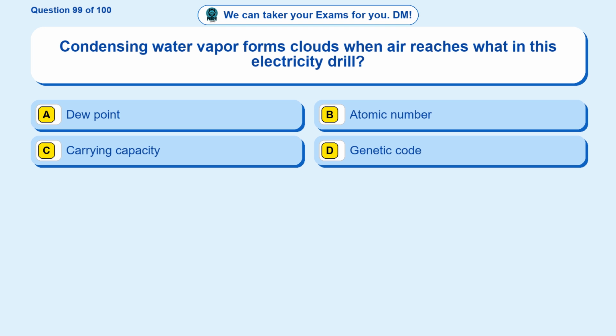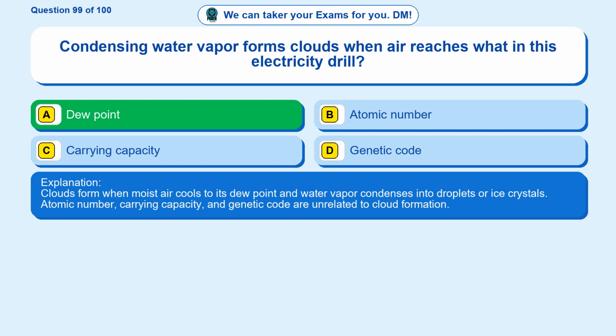Question 99. Condensing water vapor forms clouds when air reaches what in this electricity drill? Option A, dew point. Option B, atomic number. Option C, carrying capacity. Option D, genetic code. The correct answer is option A. Dew point. Clouds form when moist air cools to its dew point and water vapor condenses into droplets or ice crystals. Atomic number, carrying capacity, and genetic code are unrelated to cloud formation.